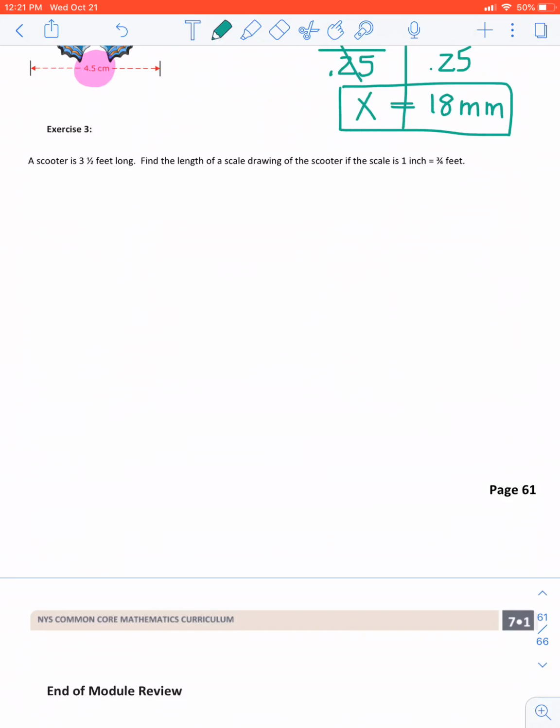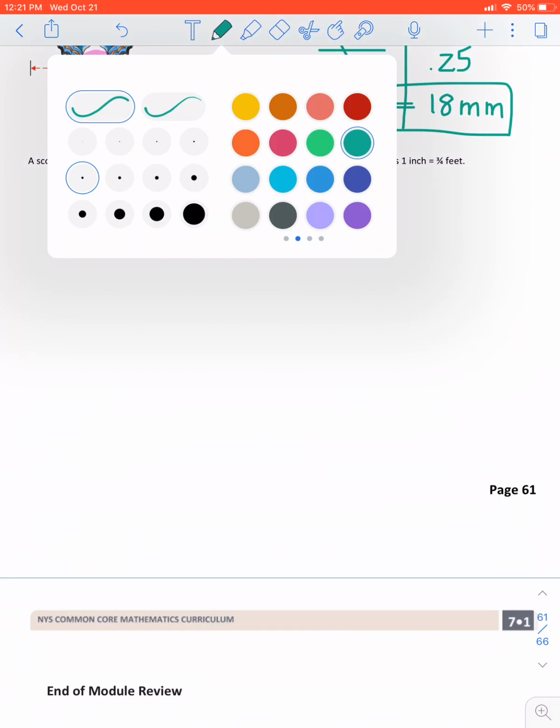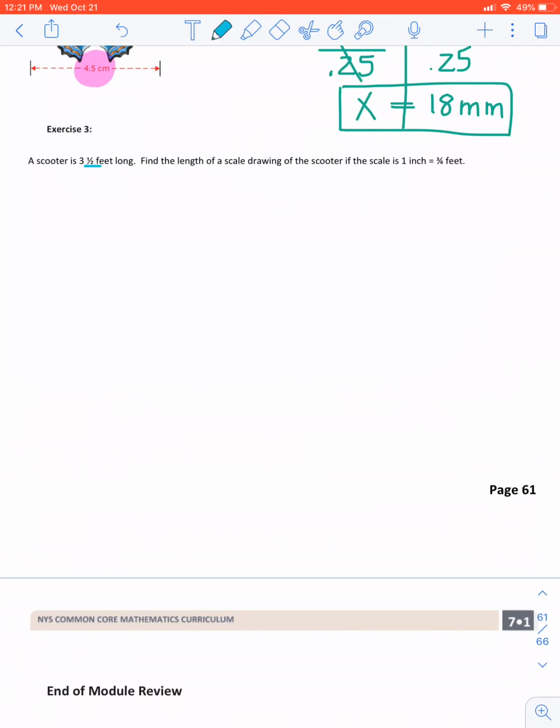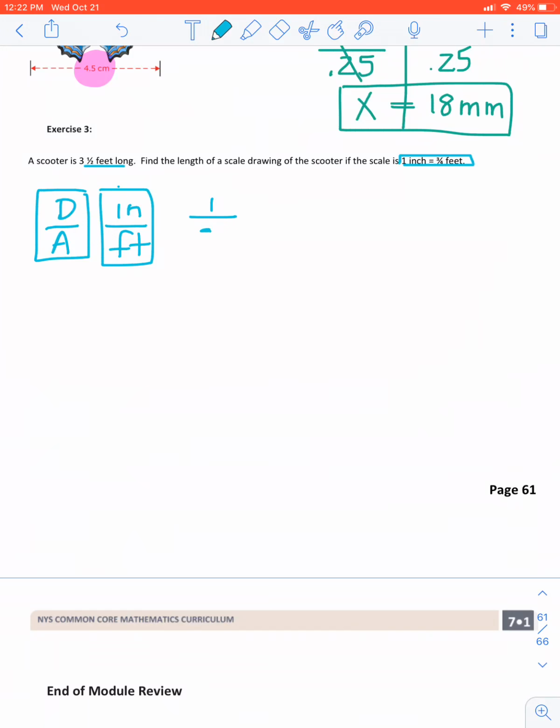All right, last one, exercise 3. Okay, so this one we're talking about a scooter that's 3.5 feet long, and we know the scale is 1 inch is equal to 3/4 of a foot. All right, so we're going to start with drawing over actual, and the two dimensions in the scale are inches and feet, so we're talking about inches and feet. The first fraction comes from our scale, so 1 over 3/4 equals.